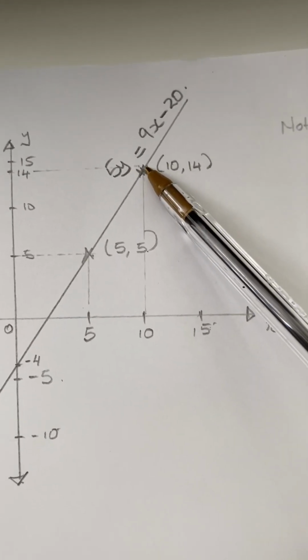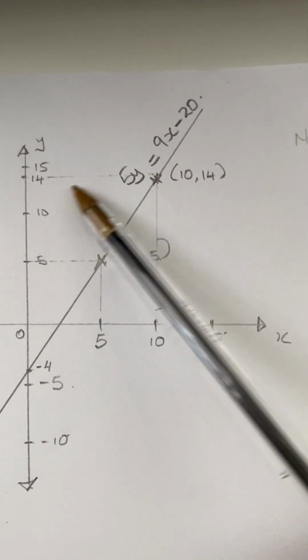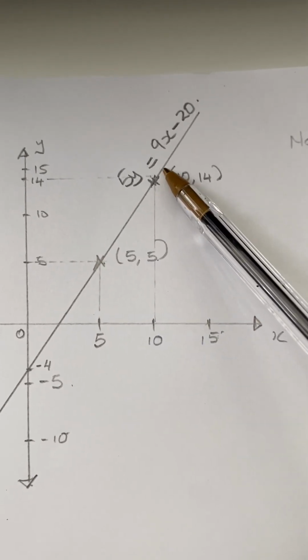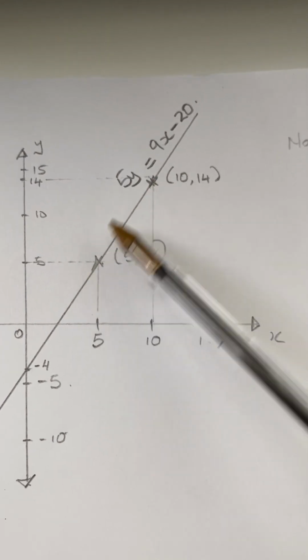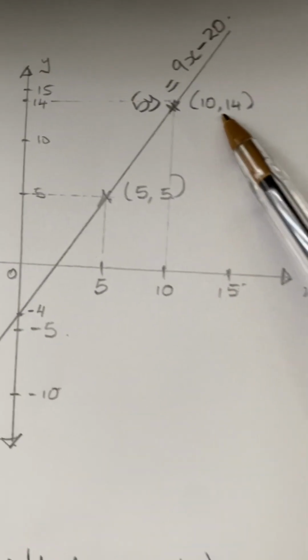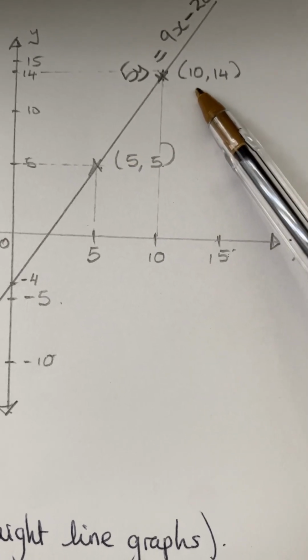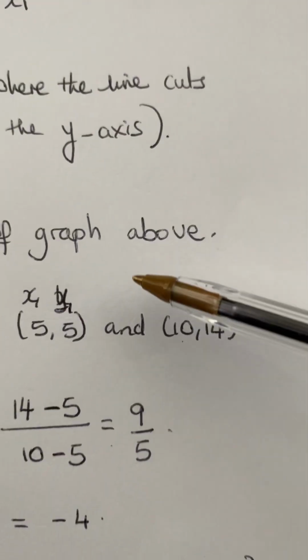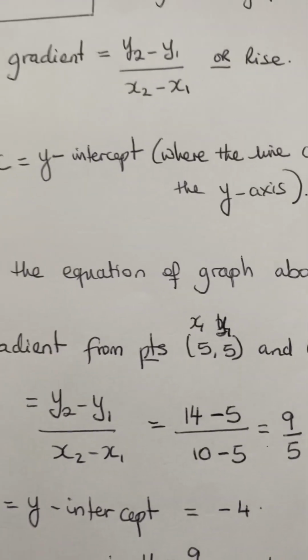If we are not given the points, it will be on a graph, so we should be able to find those 2 points. You can find 2 points on the graph, and then use those 2 points to find your gradient. So now the 2 points we have here are (5, 5) and (10, 14) on the line.